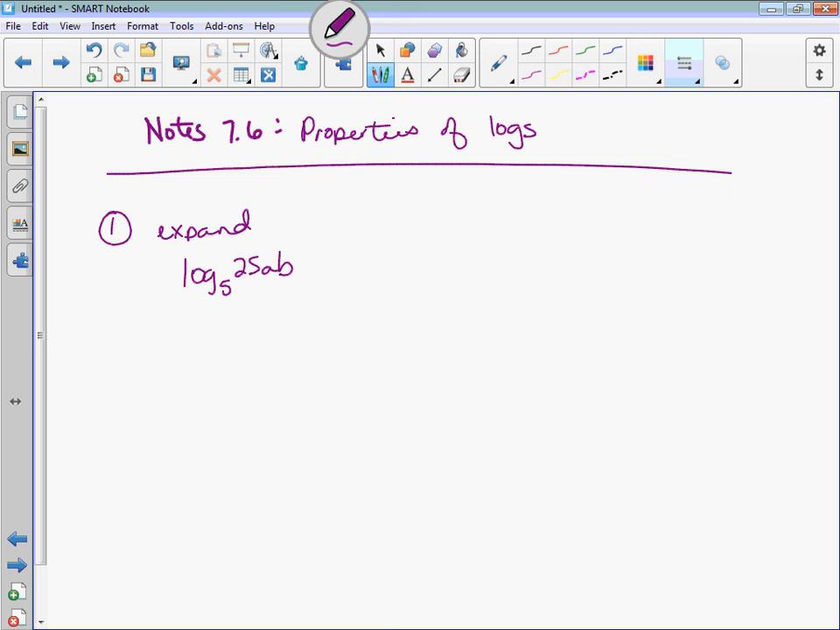Alright guys, so the first one here, we are going to expand with our properties of logs. Let's see what you remember. They're related to your properties of exponents. So that's log base 5 of 25ab. It should all be lined up.